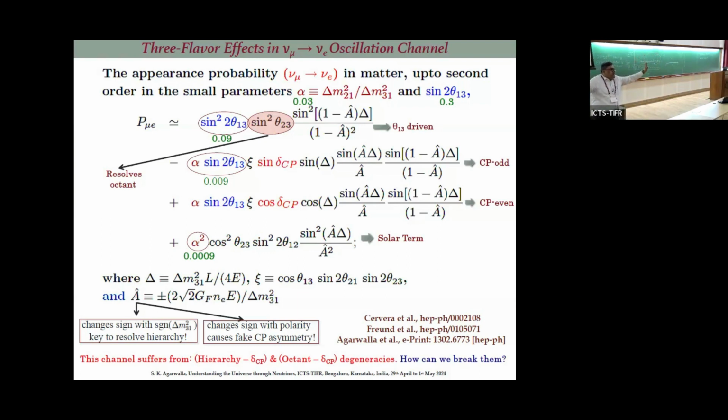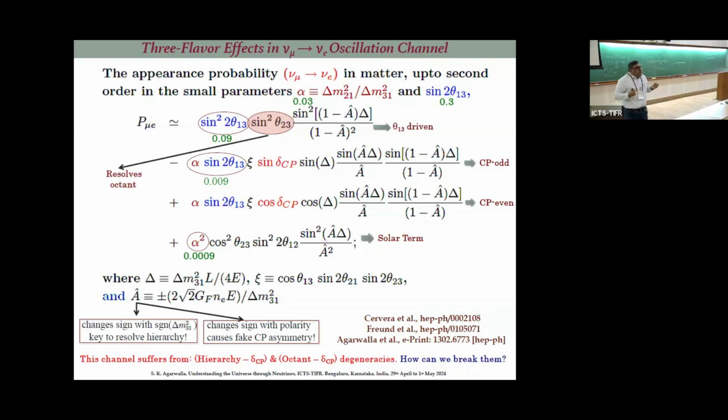T2K is free from matter effect. When you travel 800 kilometers in NOvA, you have matter effect. So there is a complementarity. You can see it already in T2K and NOvA. These are the two long baseline experiments taking data now. So one of the ways to resolve these degeneracies is to do experiments at different L by E.